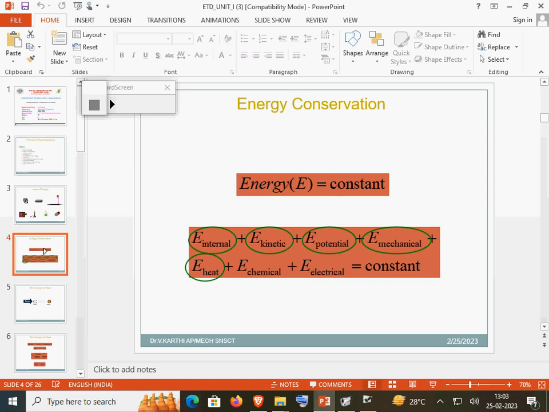Next one is energy conservation. The first law of thermodynamics states that the total energy is conserved for any thermodynamic system. Energy cannot be created or destroyed. Energy can only change from one form to another form.